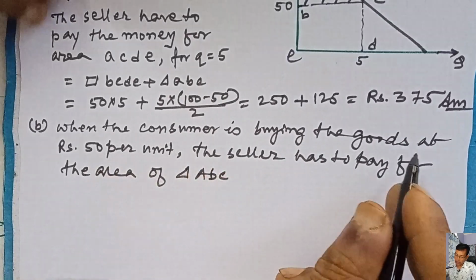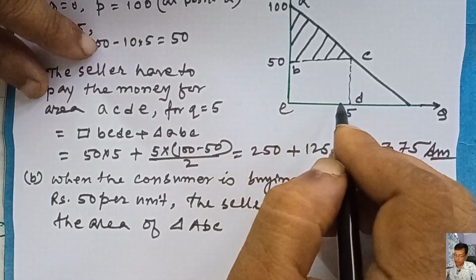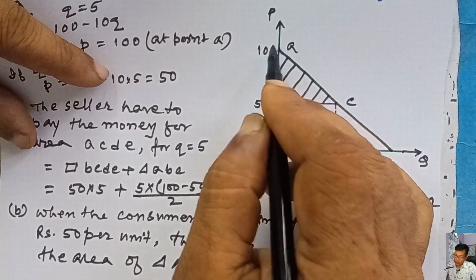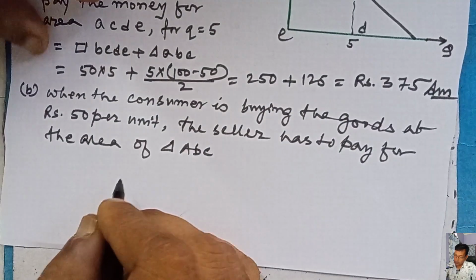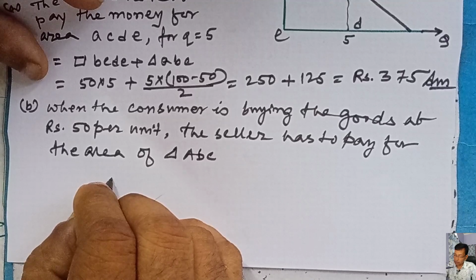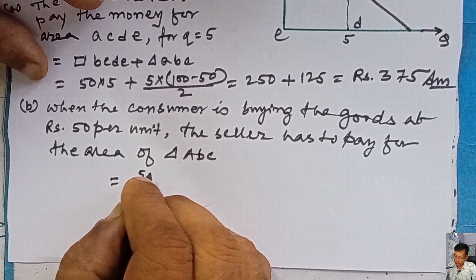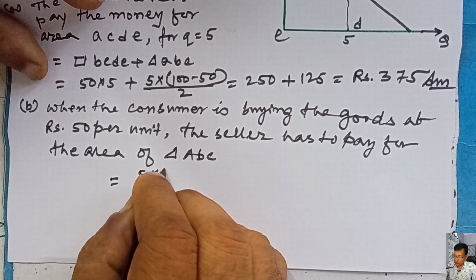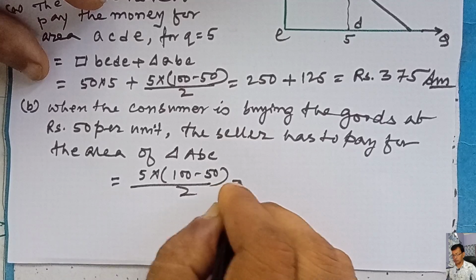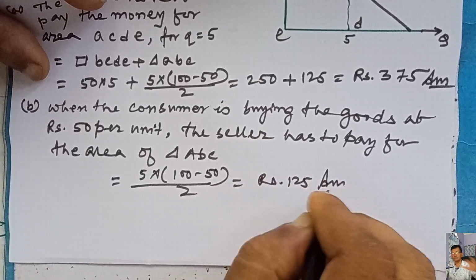When the consumer is buying the goods at rupees 50 per unit, that means the consumer is paying this amount and the seller has to pay this amount. That is, it is equal to 5 into 100 minus 50 divided by 2, which is equal to rupees 125. This is another answer.